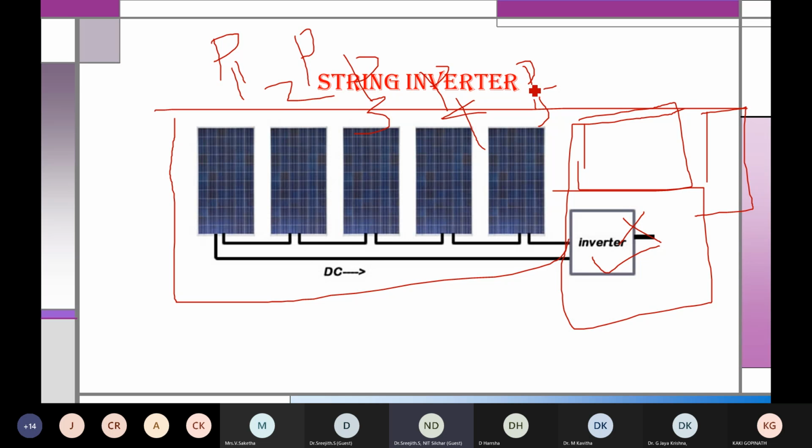Clear? So the maximum power point utilization of MPPT is very low in this case, because it will take the maximum power point of only one of the panels. Okay.